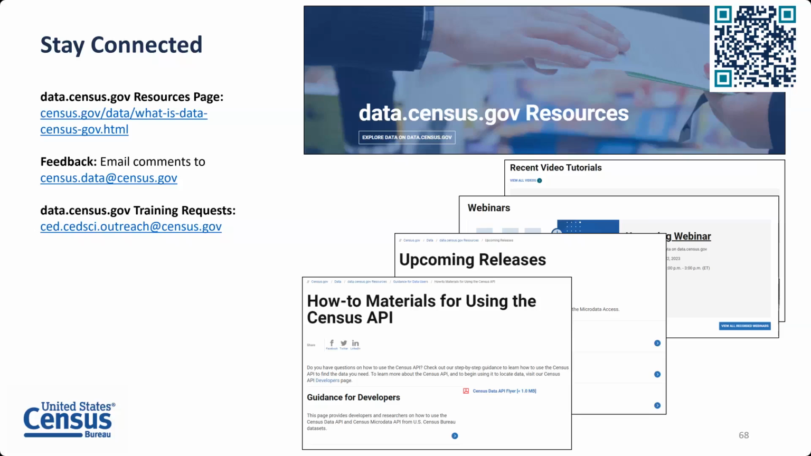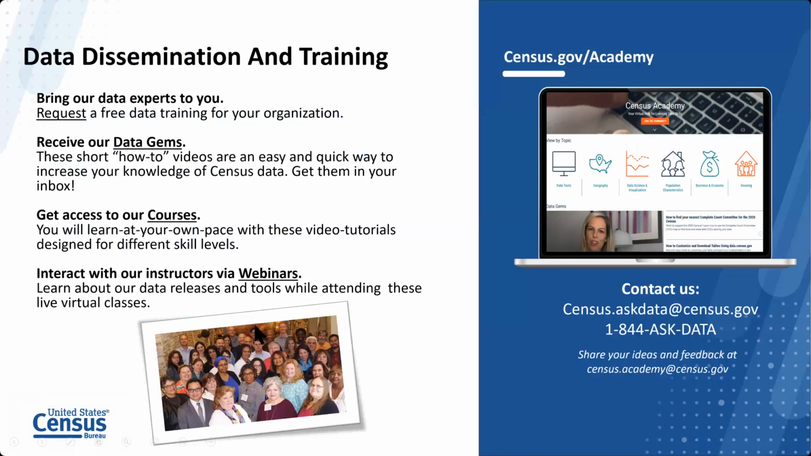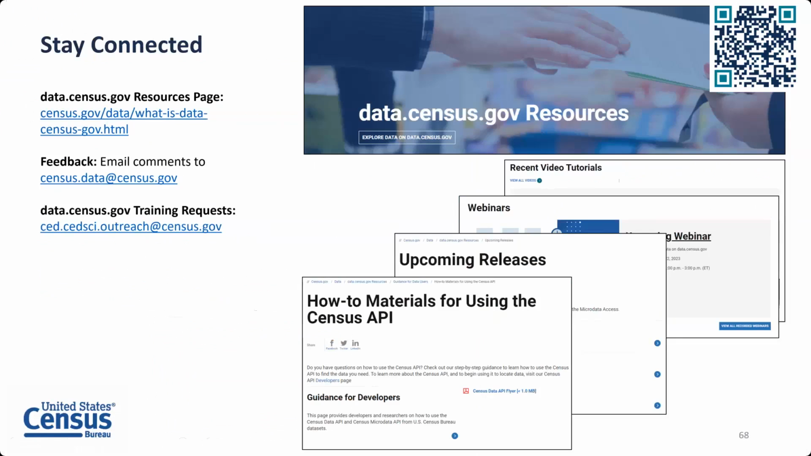Again, if you have data questions or comments, the email address is census.data@census.gov. We also have a couple options for training. We do some training through our team. If you have a training request at ced.sci.outreach@census.gov, typically for national organizations, we host those trainings. Those are specific to data.census.gov, the microdata access tool, and the API.